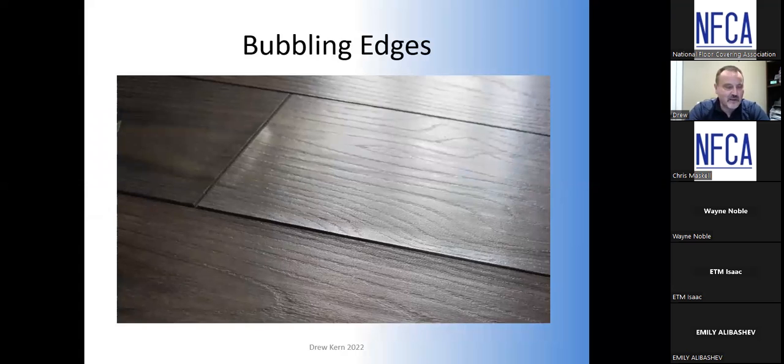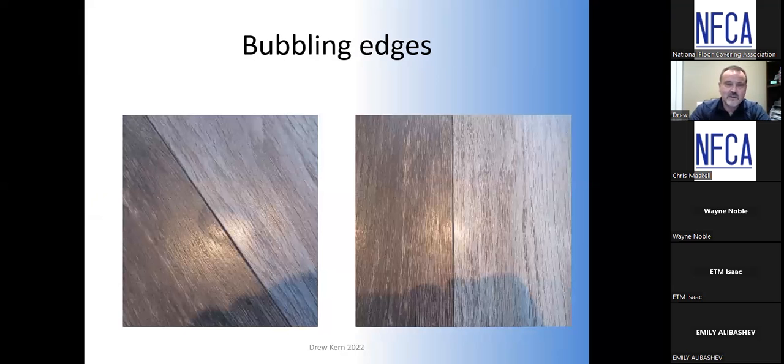Bubbling edges in laminate. This is swelling. And the key here, it'll only happen at the seams because primarily the center of the plank will be waterproof, but the seams are not waterproof on most laminate floors. I say most because we've got some waterproof products hitting the market now. Not water resistant, they'll still do this.